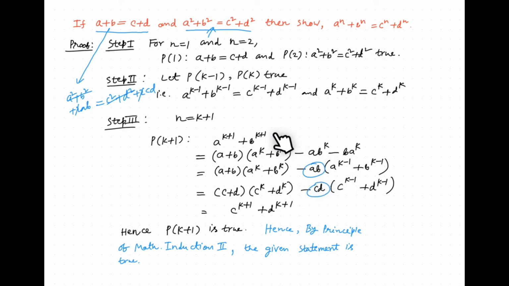Similarly, we also assumed Pk minus 1 true, therefore we can replace a to the power k minus 1 plus b to the power k minus 1 by c to the power k minus 1 plus d to the power k minus 1. On simplifying, it will be c to the power k plus 1 plus d to the power k plus 1. Hence we see that Pk plus 1 is true. Hence by the principle of mathematical induction 2, the given statement is true for all natural numbers n. So this statement is correct.